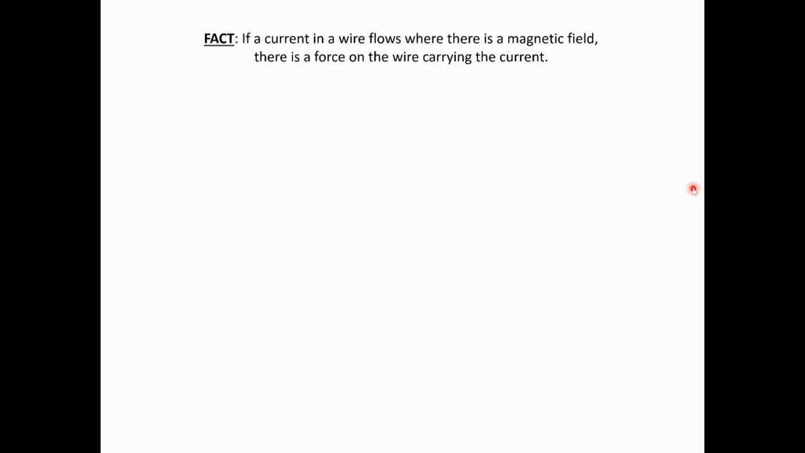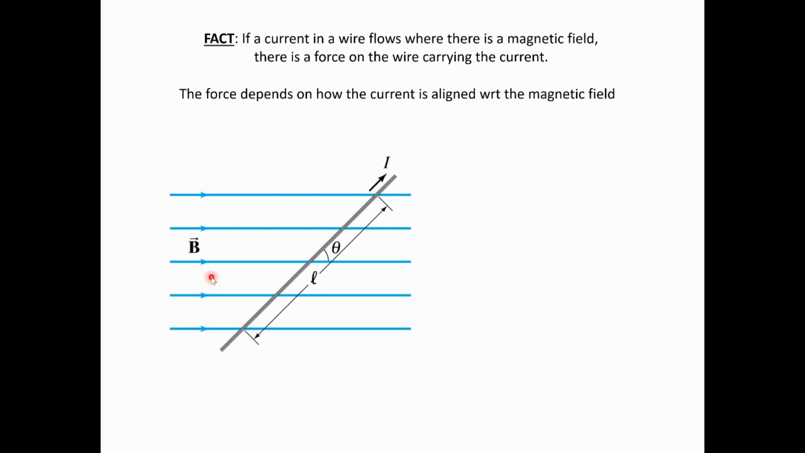Here's a fact. If a current in a wire flows where there is a magnetic field, then there's a force on the wire that carries the current. That is just a fact that you can observe. The force depends on how the current is aligned with respect to the magnetic field. Here's a diagram from the book. So imagine that there is space in which the magnetic field points to the right. You imagine the space in the plane of the screen has a magnetic field that points to the right, and also in front and in back. There's a uniform magnetic field that points to the right.